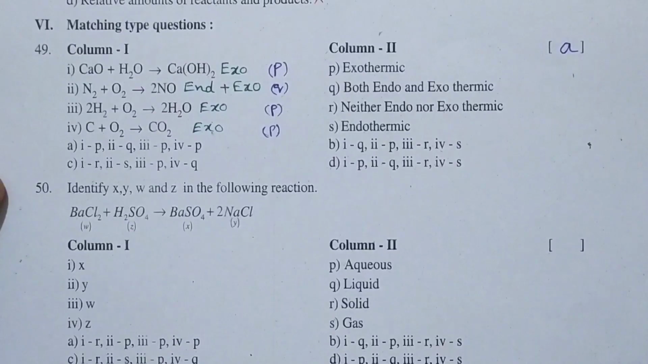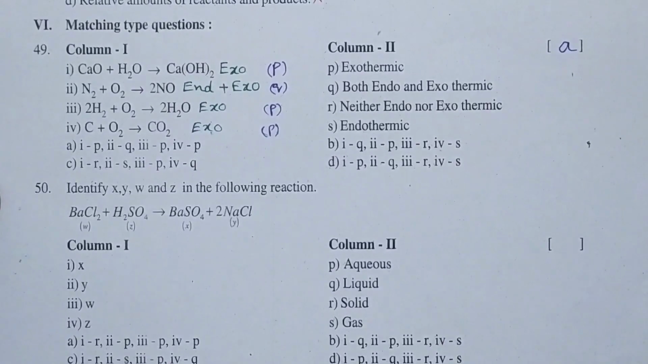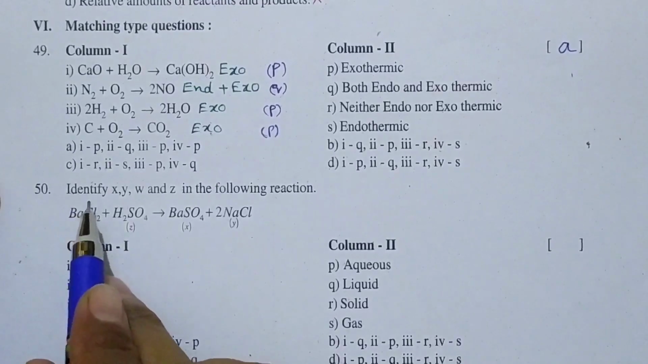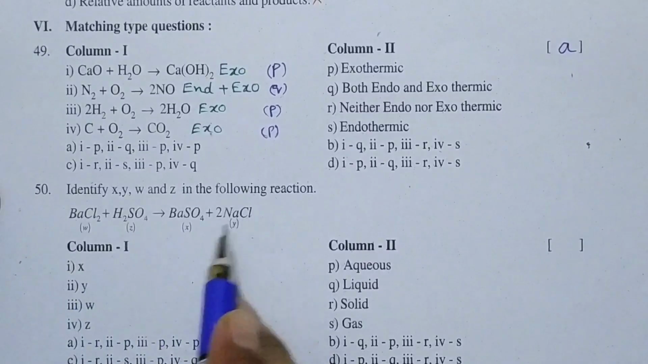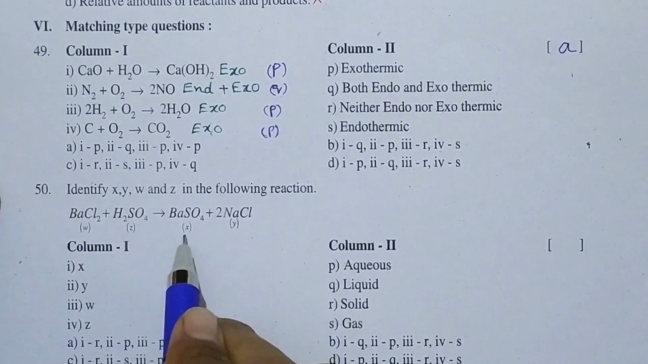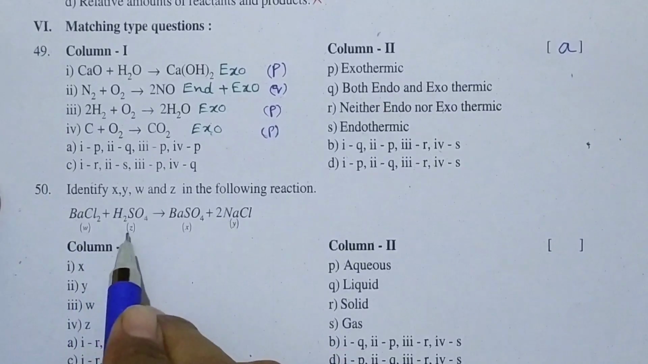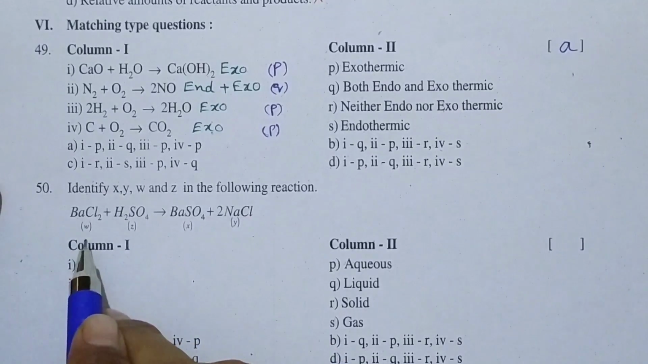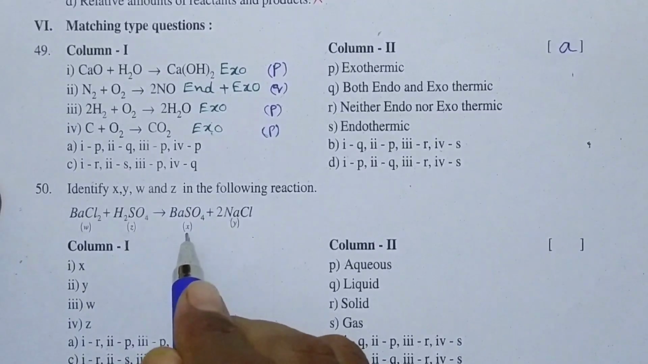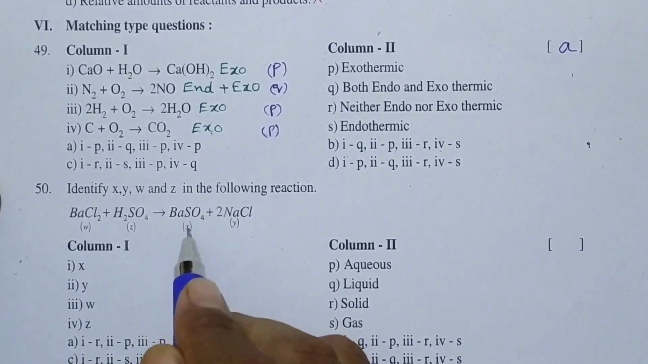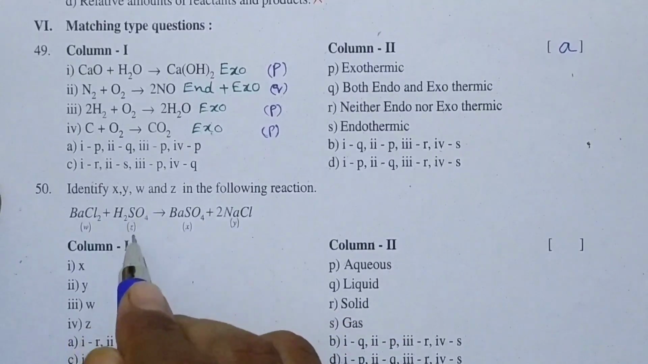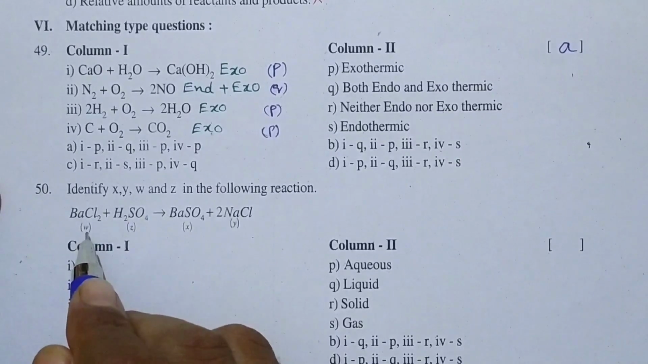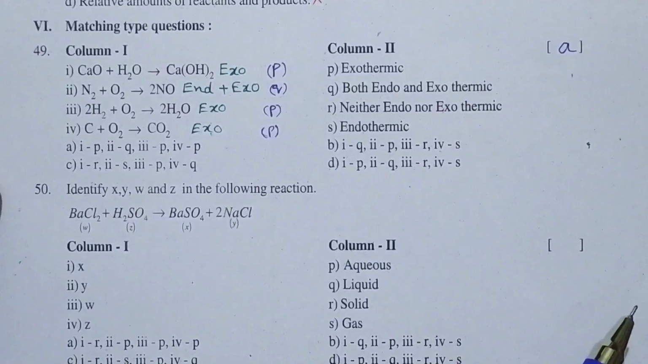Now we see question number 50, and this is the last question of the worksheet. Identify X, Y, W and Z in the following reaction. Here a reaction is given. We need to identify: here is X and here is Y. This is Z and this is W. Whether you are able to see it or not properly, this is X: barium sulfate is X. Sodium chloride is Y. Next, H2SO4, sulfuric acid, is Z. Barium chloride is W.